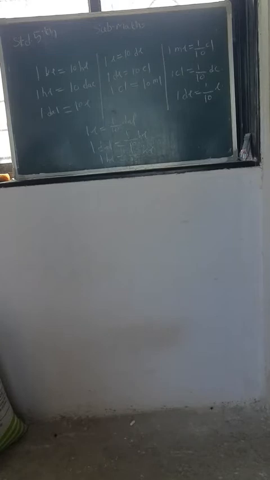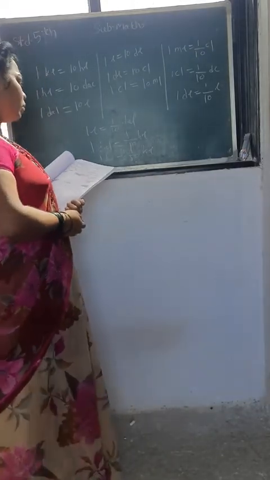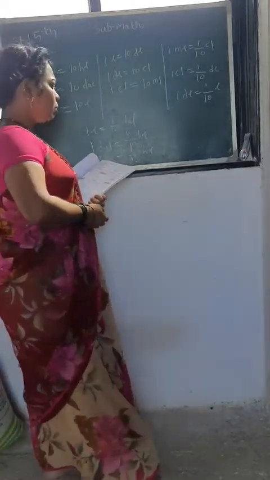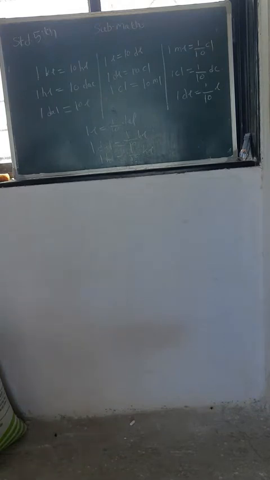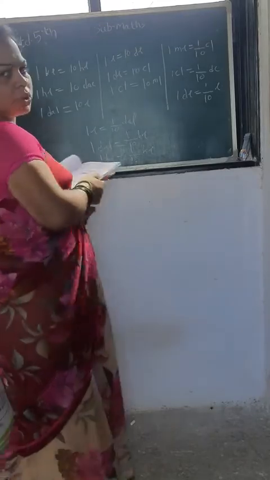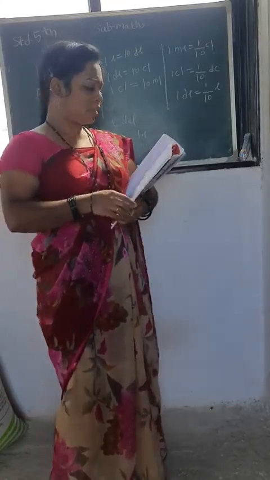Third conversion is 1 milliliter is equal to 1 upon 10 centiliter. Or 1 centiliter is equal to 1 upon 10 deciliter. 1 deciliter is equal to 1 upon 10 liter. And last conversion is 1 liter is equal to 1 upon 10 decaliter. 1 decaliter is equal to 1 upon 10 hectoliter. And 1 hectoliter is equal to 1 upon 10 kiloliter. Next up, we see examples of conversion of capacity.